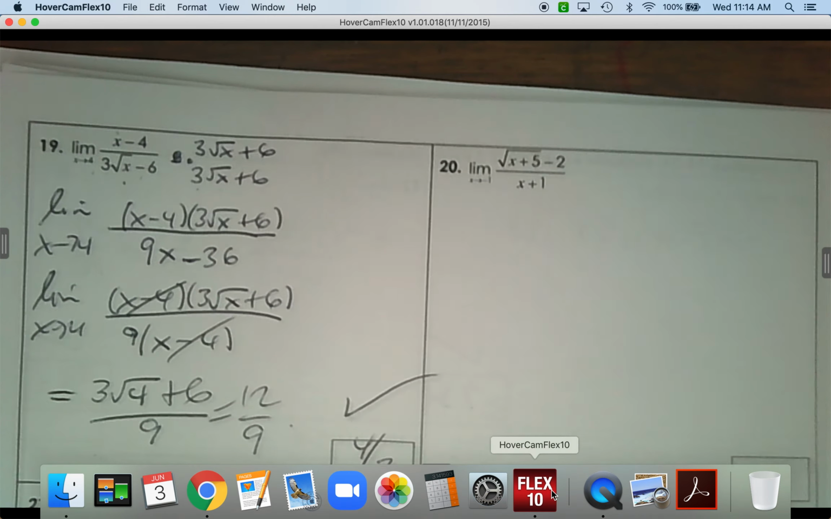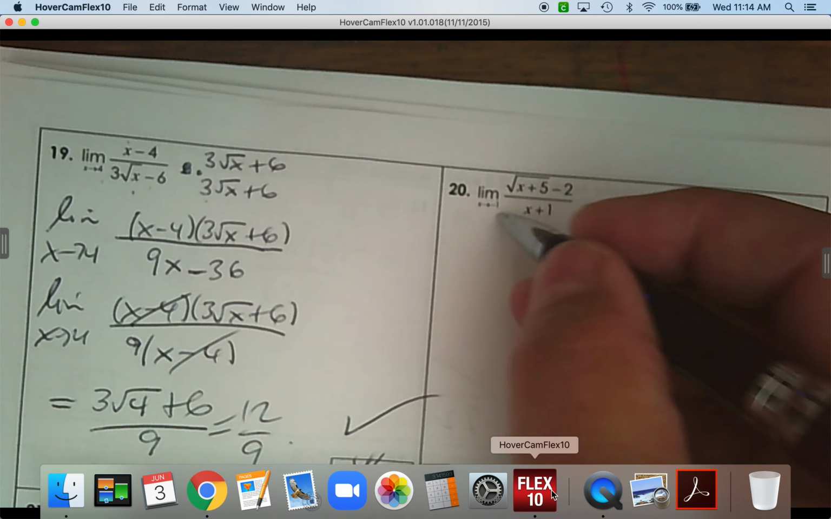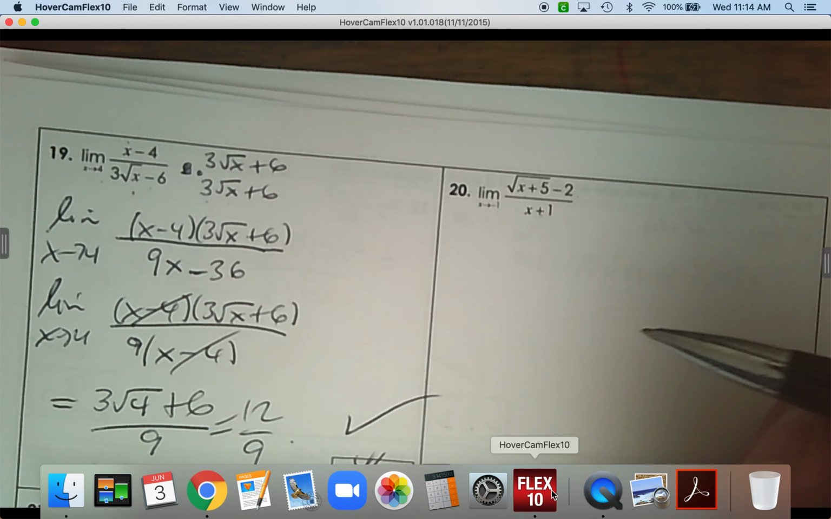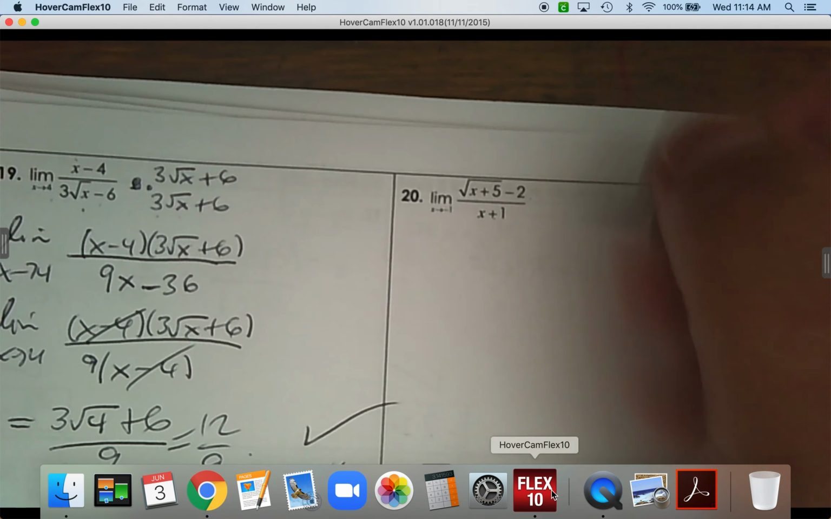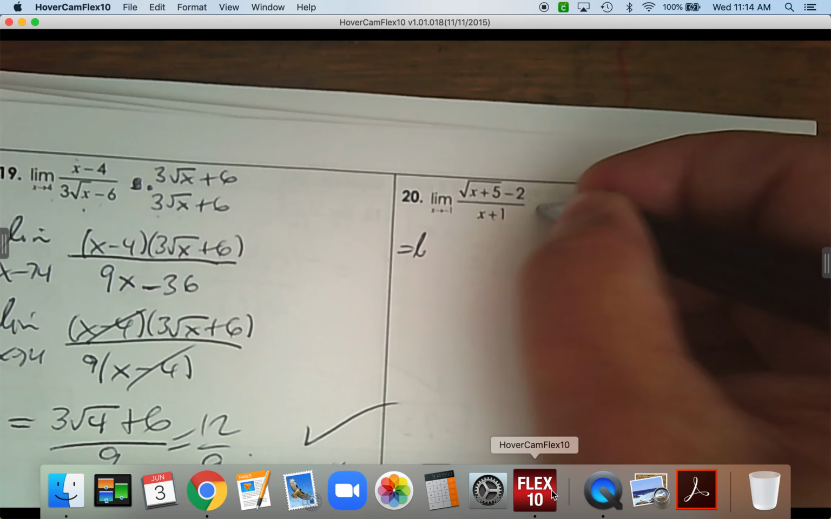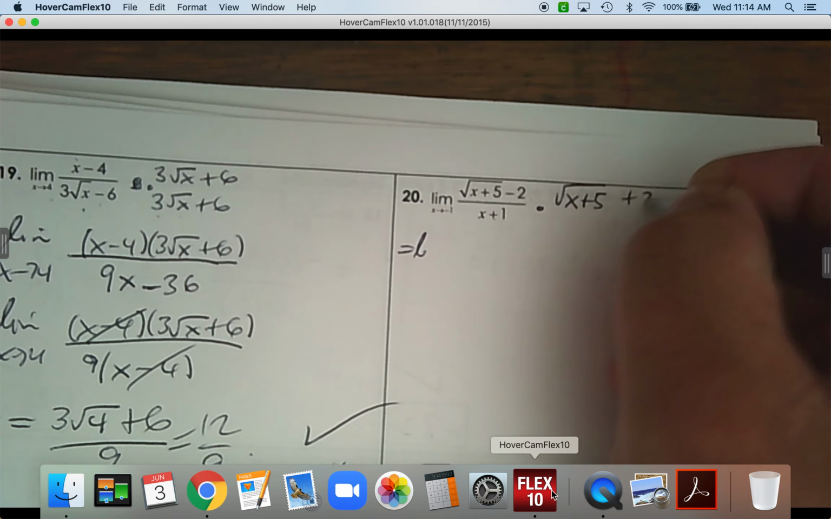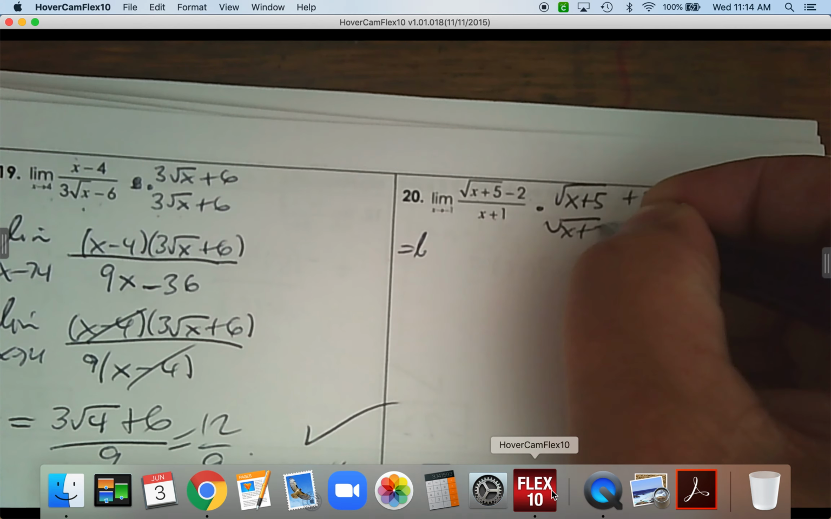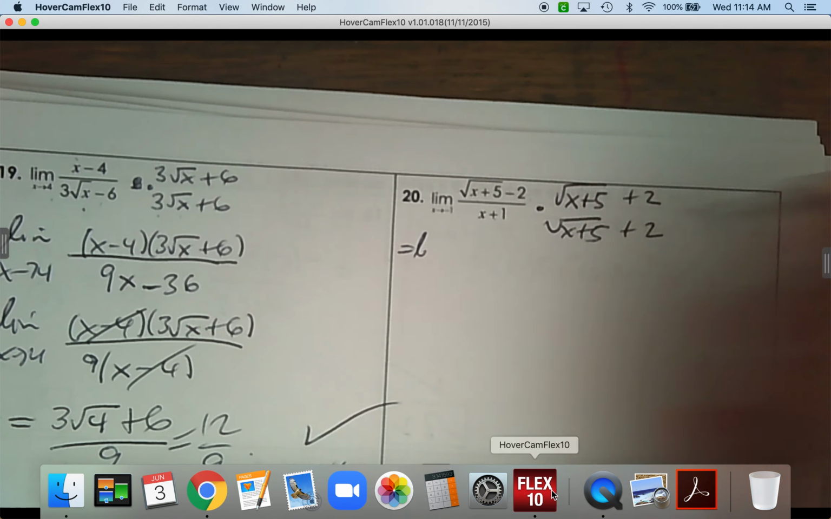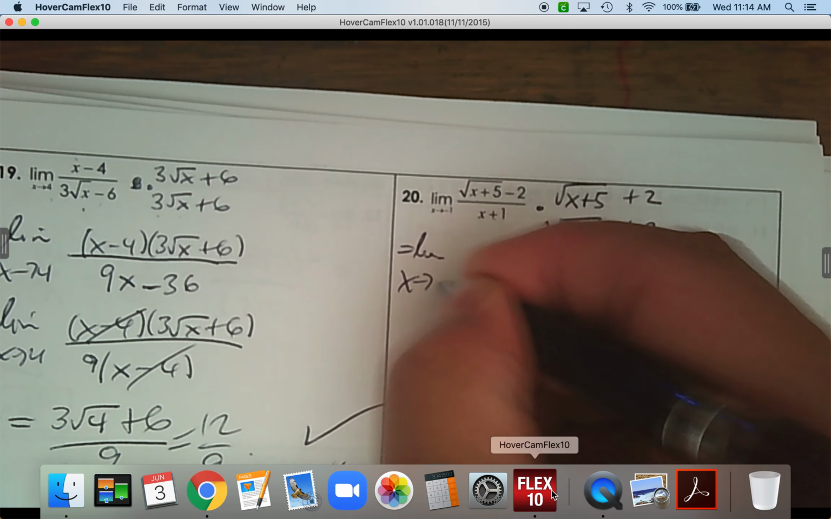Again, number 20. Can you evaluate a limit? First step is to plug in negative 1 and make sure it's indeterminate. It is. It's 0 over 0. Next step, we're going to multiply times the conjugate. So that's root x plus 5 plus 2, root x plus 5 plus 2, top and bottom. So we have the limit as x approaches negative 1.